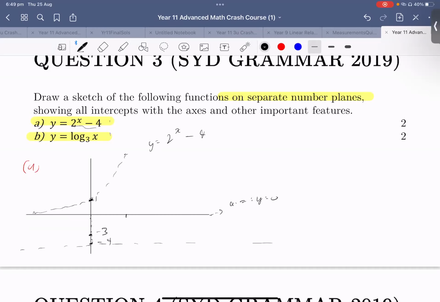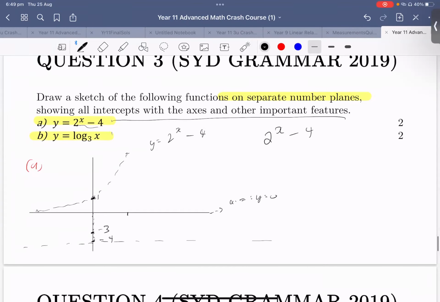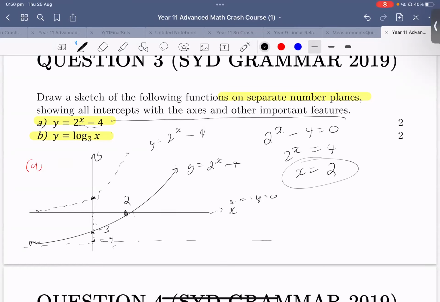Do we need to show x-intercepts? Yes, it says show all intercepts. Now to find the x-intercept, we just simply equate this to 0. x is equal to 2. It's not too bad, right? So that's y is equal to 2^x minus 4. Asymptote at minus 4, y-intercept at minus 3, x-intercept at x is equal to 2. So 2 marks for showing all that.